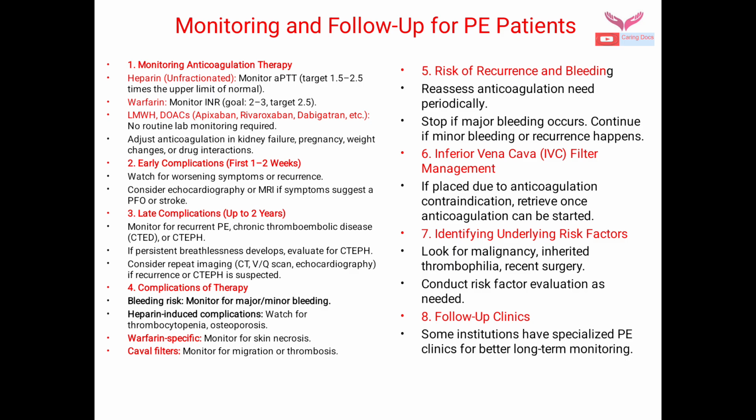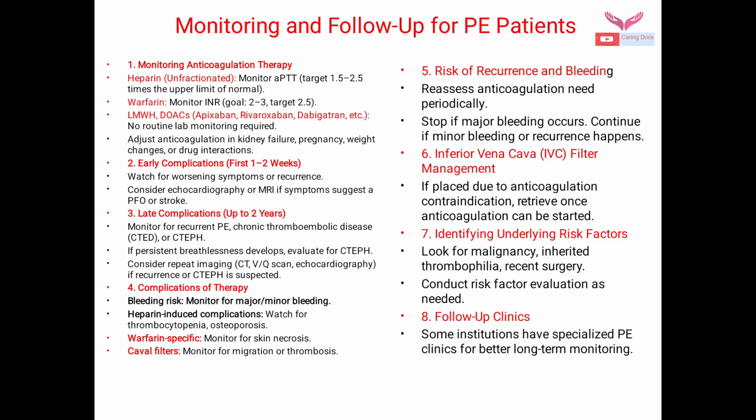The early complications are seen in the first 1 to 2 weeks. We should watch for worsening symptoms or recurrences. We should consider echocardiography or MRI if symptoms suggest PFO or stroke. For late complications up to 2 years, we have to monitor for recurrent pulmonary embolism, chronic thromboembolic disease, or chronic thromboembolic pulmonary hypertension. If persistent breathlessness develops, evaluate for chronic thromboembolic pulmonary hypertension. We should consider repeat imaging like CTPA, VQ scan, echocardiography if recurrence or CTEPH is suspected.